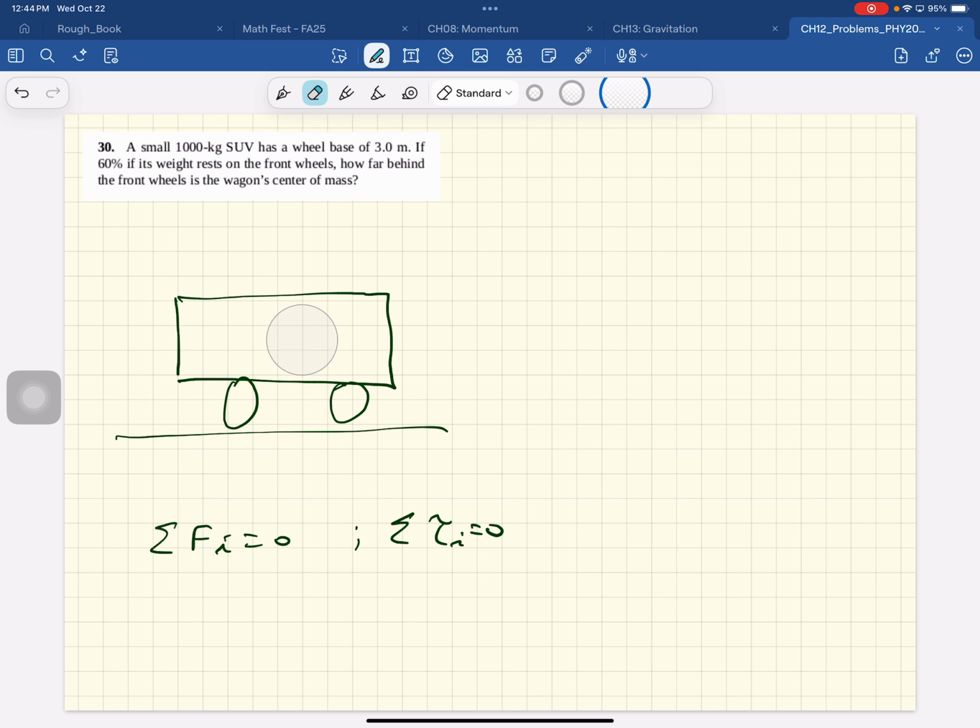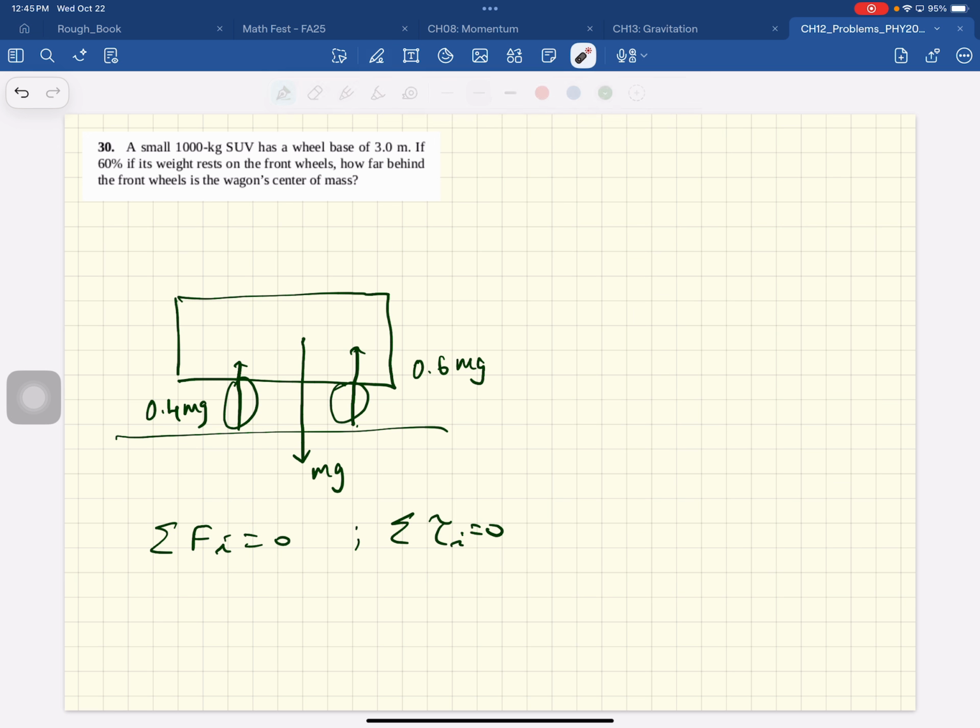So here is the center of gravity, that's where mg is acting. What they tell us is the front wheel supports 60% of the weight, and this is supporting the other 40% of the weight. So this equation is trivially satisfied. This object has mg acting this way, 0.6 mg this way, 0.4 mg this way. These two add up to cancel this force. So that equation is satisfied. Now we just have to satisfy this equation.